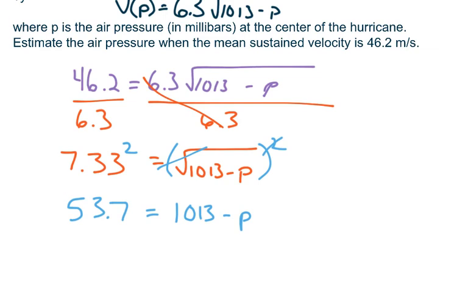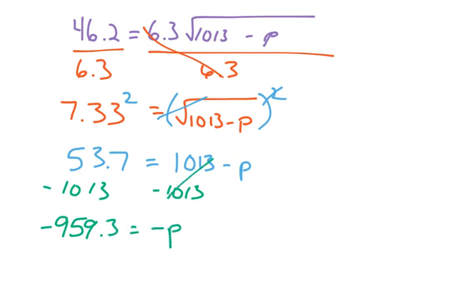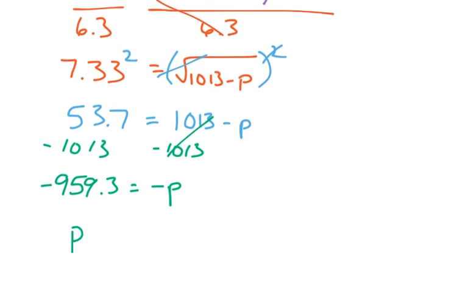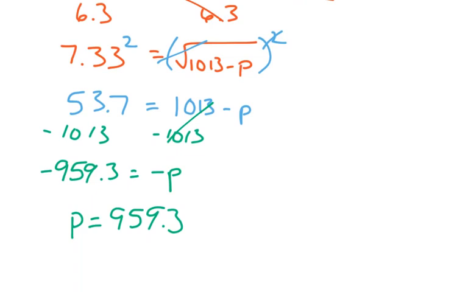Okay, we're going to a two-step equation from here. Going to subtract 1013 from both sides. 53.7 minus 1013 leaves me with negative 959.3, and that's equal to negative P, because those cancel. Okay, and then obviously we just need to flip the signs here so that P is equal to 959.3, and the label here was millibars. So 959.3 millibars.